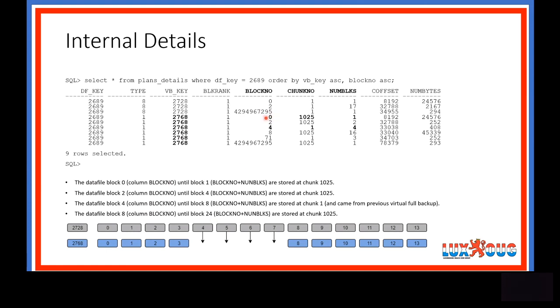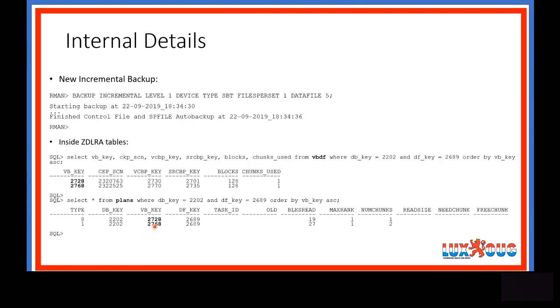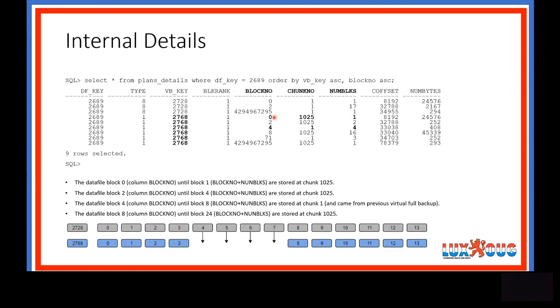So if I go to 2768, that is the second backup that I made here, I know that from block number 0 plus 1, I'm storing in this chunk. But if I go to block number 4 plus 4, this means until 8, I'm storing in chunk number 1. So this means that my incremental backup does not copy these blocks, it just copies here. My incremental backup doesn't have these blocks.